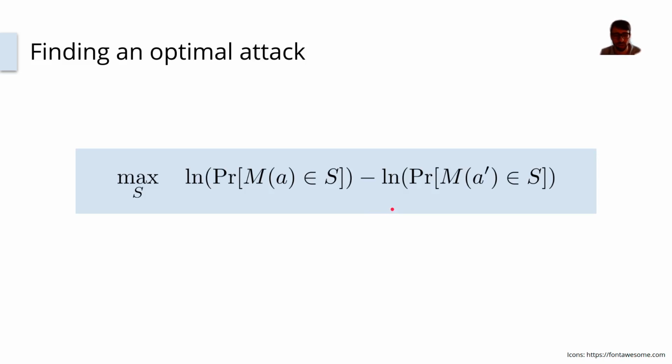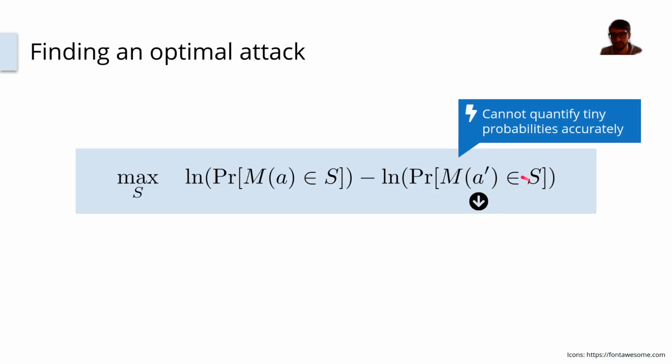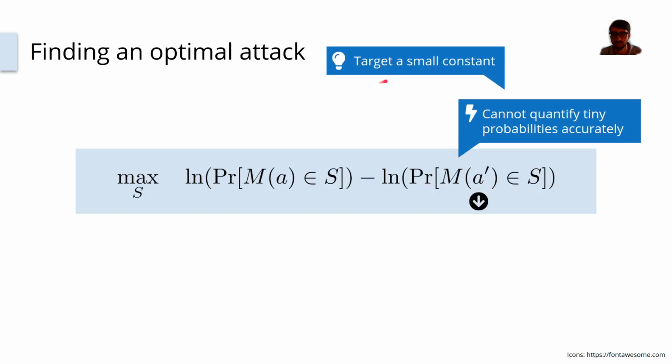Now, how can we achieve this? First of all, we can observe that in order to maximize this expression here, we would like to minimize this expression here because it's being subtracted, which means that we would like to minimize this probability here. Unfortunately, we have to be careful here, because if we are too successful in minimizing this probability and it gets really tiny, then we will no longer be able to accurately quantify this probability, because we can only estimate this, and estimating small probabilities is hard. Therefore, we only target a small constant c here, so we try to make this probability as small as possible, but not smaller than c.